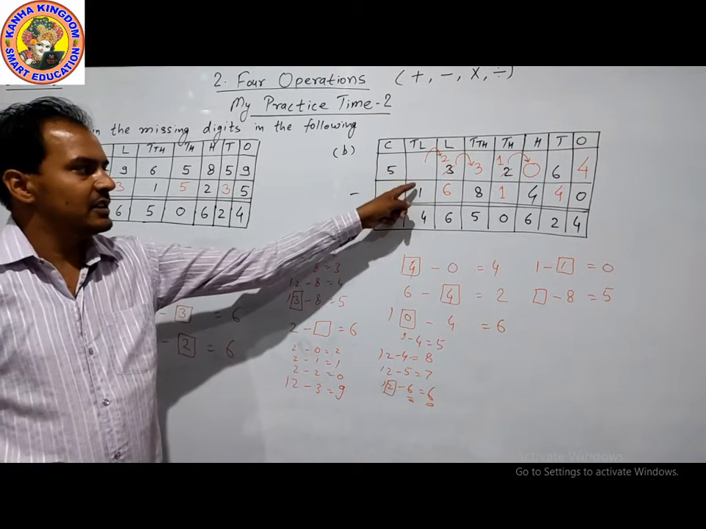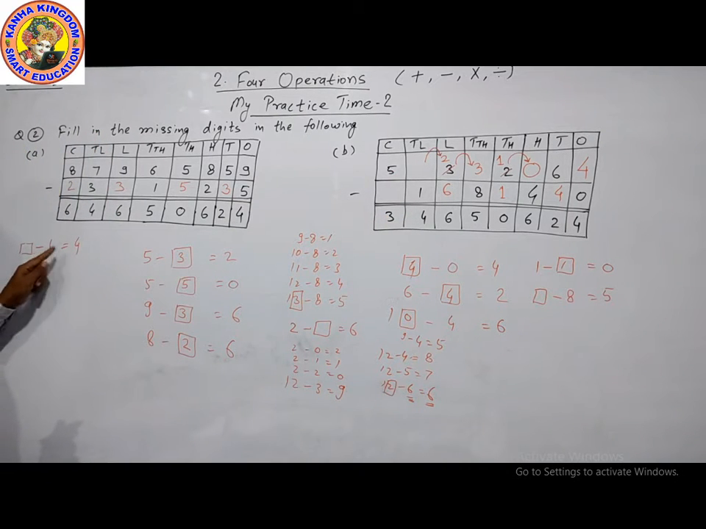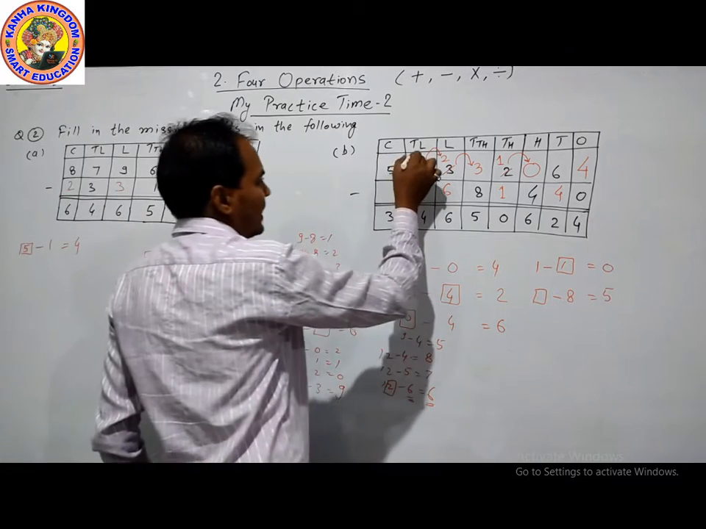The missing digit minus 1 is equal to 4. We will place here 5. 5 minus 1 is equal to 4. This is correct. So we will place here 5.